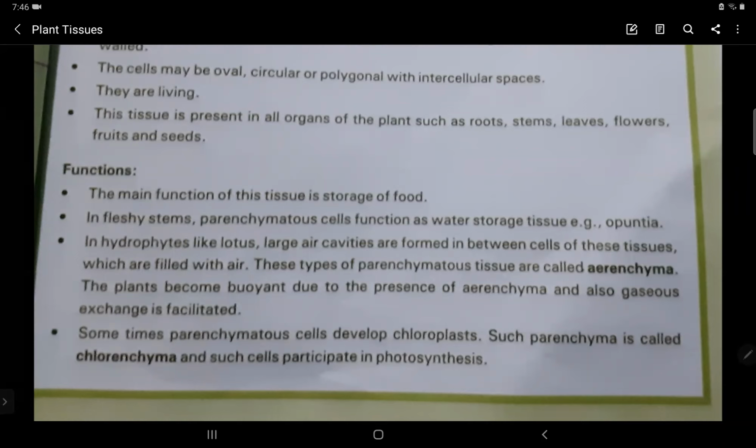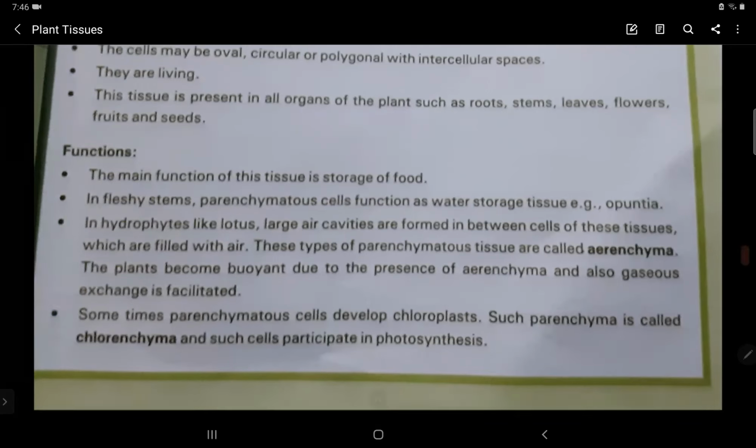The plant becomes buoyant due to the presence of aerenchyma, and gaseous exchange is also facilitated. Sometimes parenchymatous cells develop chloroplasts. Such parenchyma is called chlorenchyma, and such cells participate in photosynthesis.